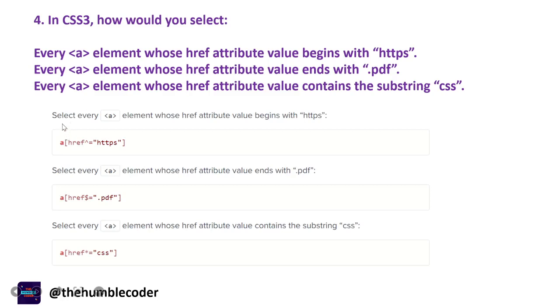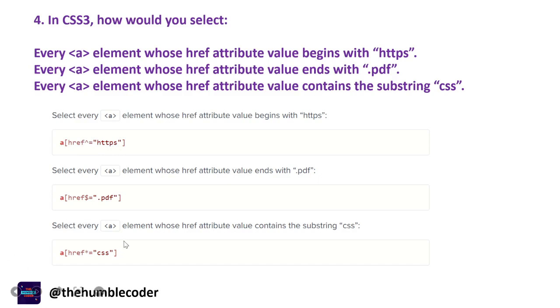So first is: select every anchor element whose href attribute begins with https. What you will do is simply take an a, and then in the brackets you will mention href, and this upper arrow (^) equals https. This means that it is checking whether the link starts with https.